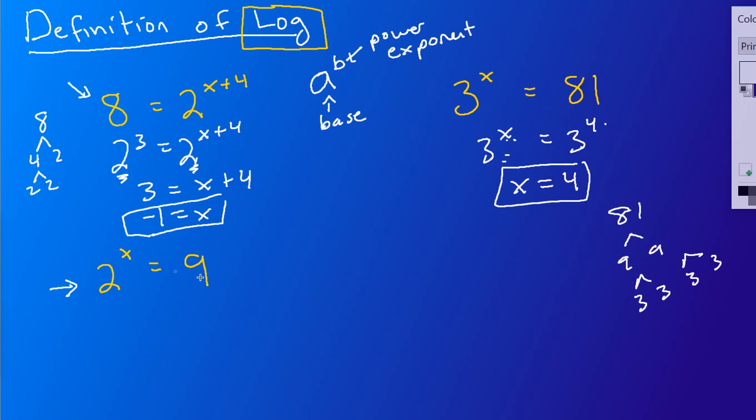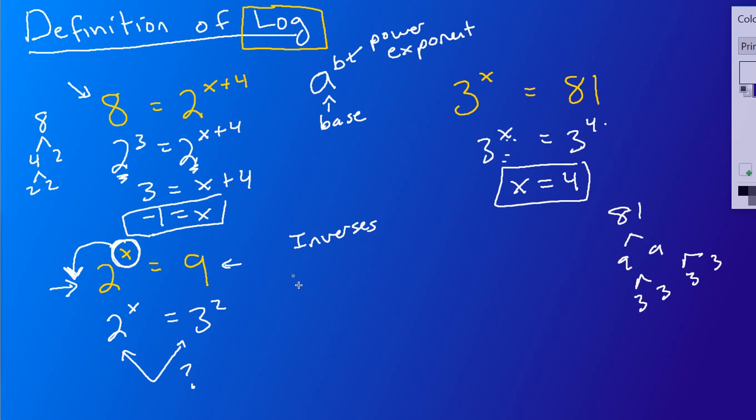But now let's take a look at this example. If I prime factorize the 9, I get 3 squared, and now my bases are different, and I'm stuck. So the whole basis of logarithms is I need a way to get this x out of here and down here where I can solve it like I'm used to. So that comes down to inverses. And the idea of inverses is always to undo something. So I need a way to undo exponents. That's what I need.